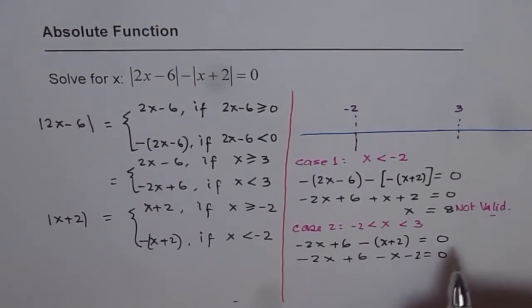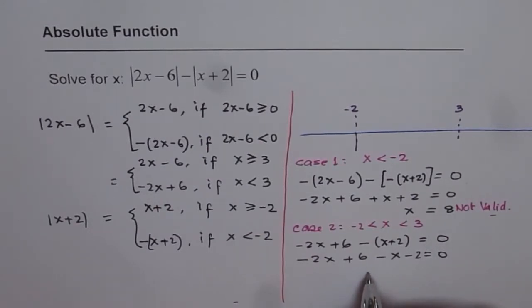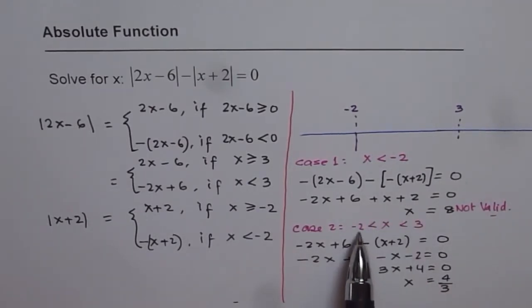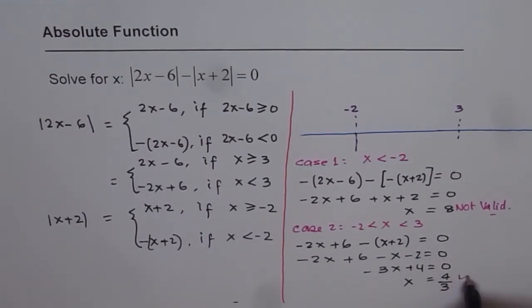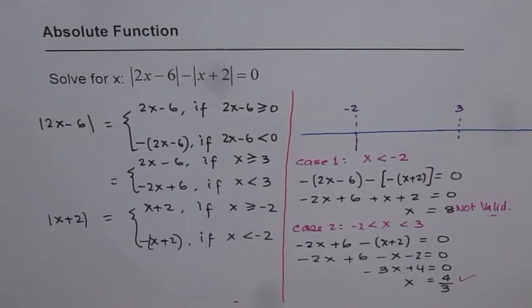That gives us minus 3x and 6 minus 2 is plus 4 equals to 0, or it gives you a value of x equals to 4 over 3, right? Now 4 over 3 is in this interval of minus 2 and 3, so that is a correct solution, right? So this is okay for us.